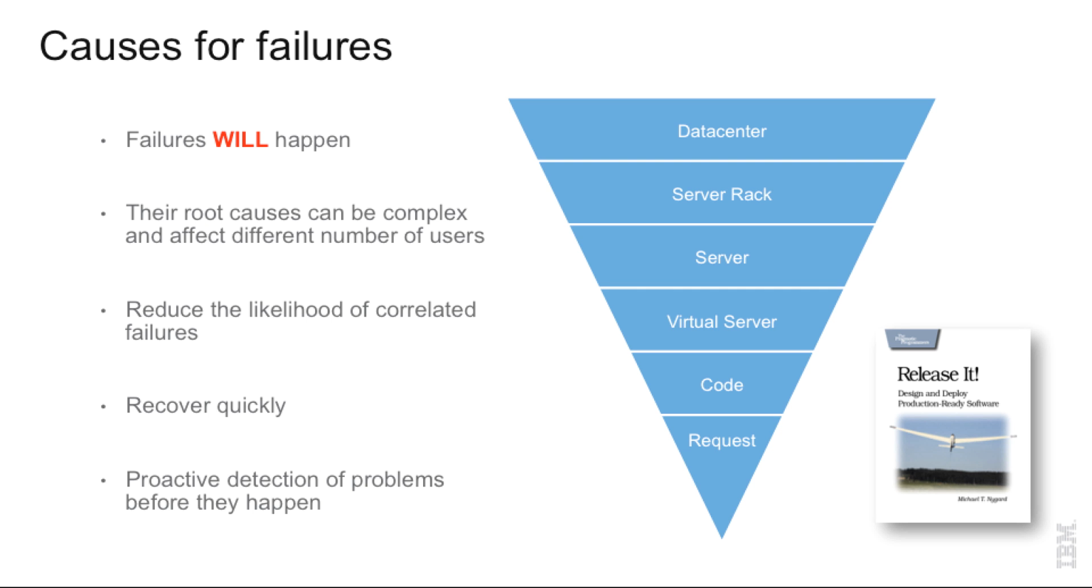Whenever you have an application, there's a number of different causes for failures. Individual requests can fail due to network or other complications. The code itself that's being implemented could fail. The virtual servers in which the code is running could fail. The physical servers on which the virtualized servers are running could fail as well. If you go even further, the actual rack in which the servers are running could fail. And beyond that, even the data centers could have a failure which could ultimately impact your service.